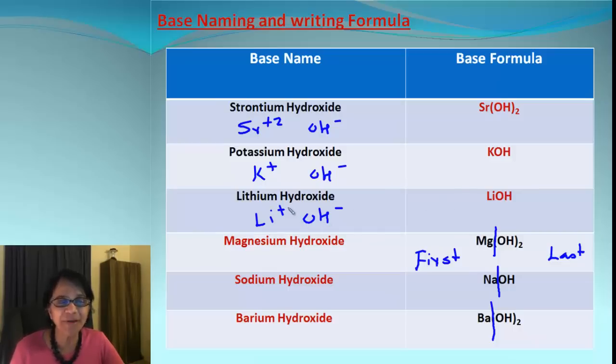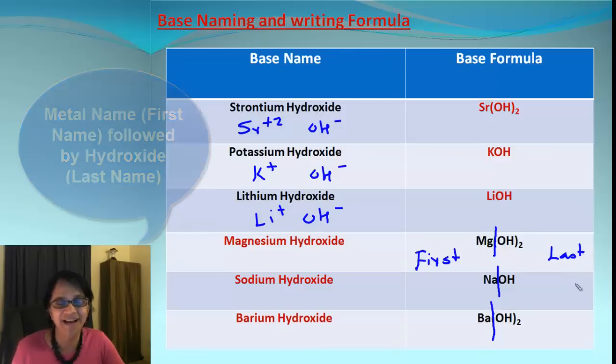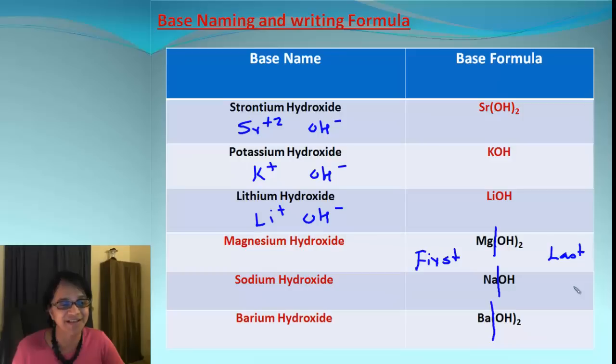For writing the formula, get the metal ion with the charge and form an ionic compound with hydroxide. And for getting the name for the base, it's simply the first name and last name. You write the metal and then we write hydroxide. And of course, if the metal has a different charge, don't forget to use the Roman numeral. That's all, guys. So naming acids and bases is pretty simple, right?